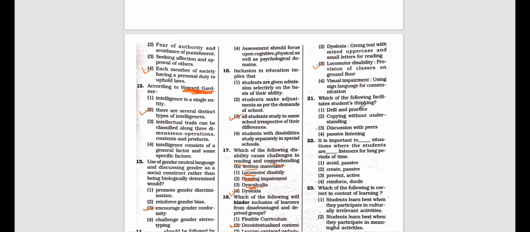Which of the following facilitates students' thinking? Drill and practice, copying without understanding, discussion with peers, passive listening. So which one do you think is the correct answer? Please pause the video and mark your answer. It cannot be drill and practice alone. It cannot be copying without understanding. This is wrong. Passive is a negative word. Passive means just sitting simply and listening. So the correct answer here will be discussion with peers.